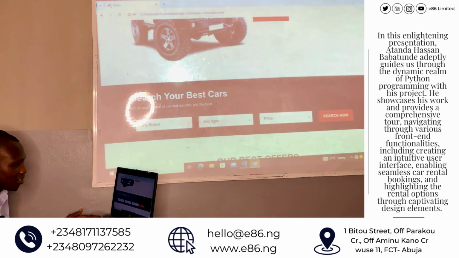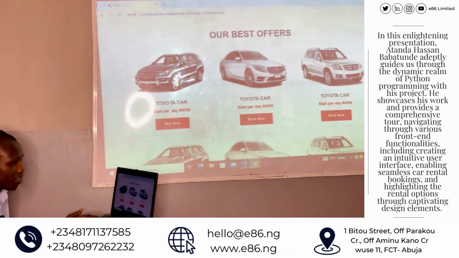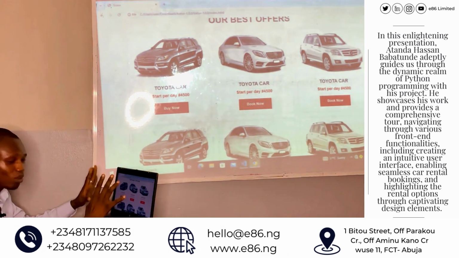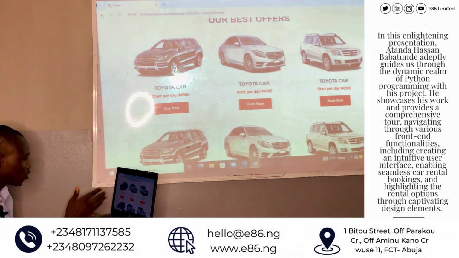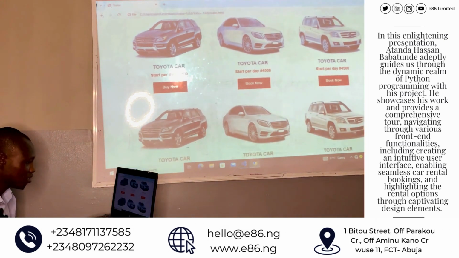After that, yeah, this is the place where you can book for your car. Like we have Toyota, and you can book for any of them. That is, you can rent any of them in this place.